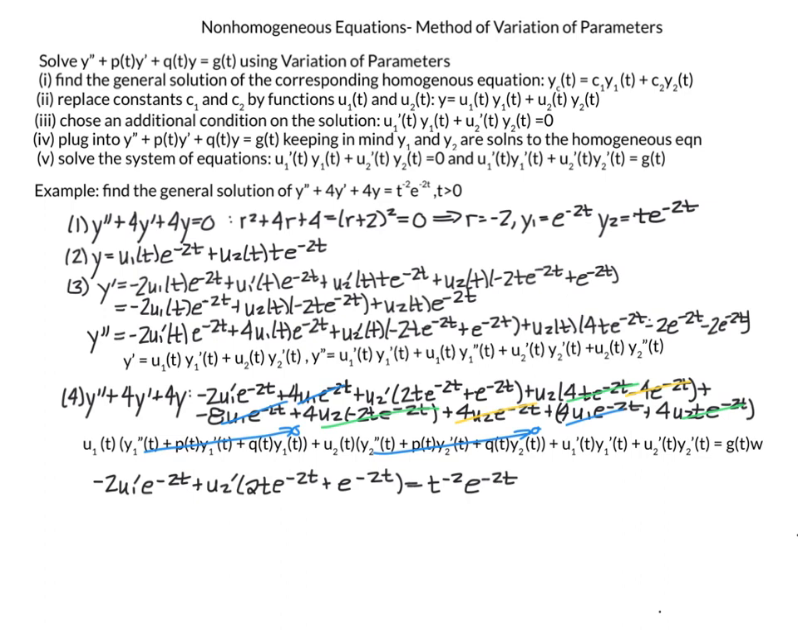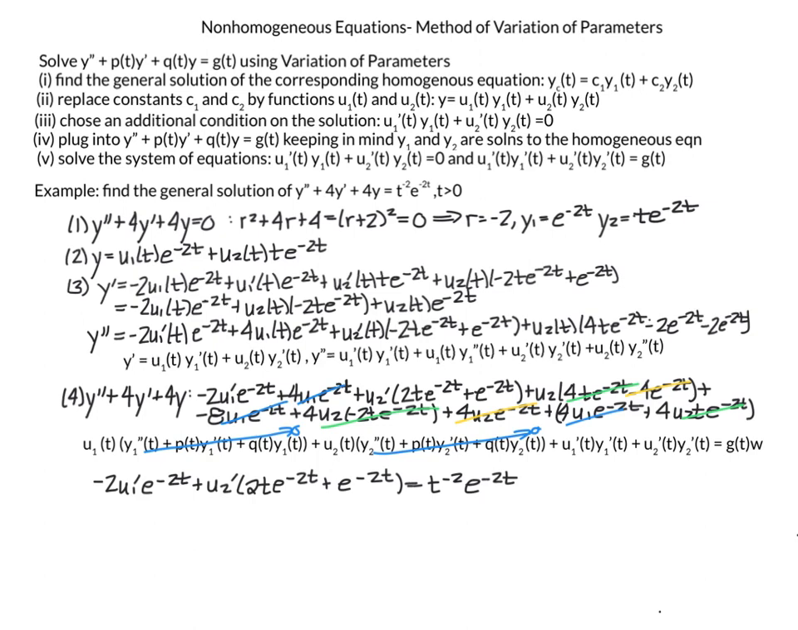And just rewriting this, I have my minus 2u1 e to the minus 2t, and my u2 prime times 2t e to the minus 2t plus e to the minus 2t, and that is equal to, if you recall, the other side of the equation, which I didn't bother writing over here because I was running out of space, but it's equal to t to the minus 2 e to the minus 2t. I feel like now we've made a lot of progress.